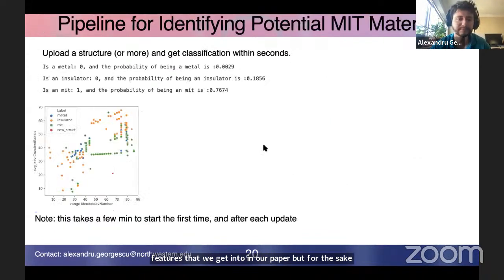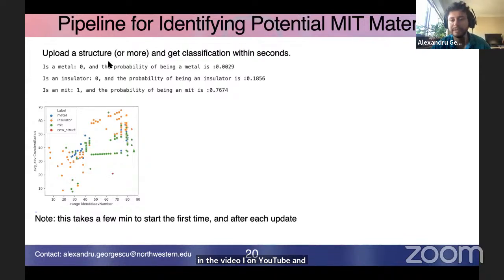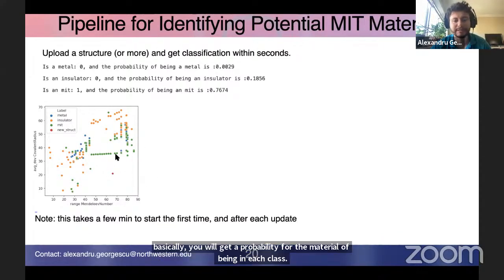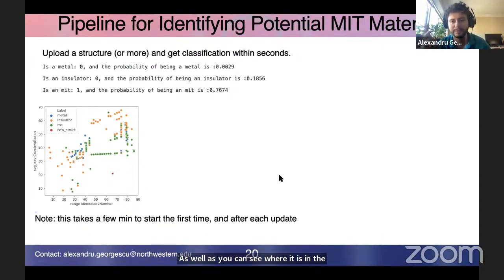And one of the cool things you can do with these machine learning models, as we've heard before, is you can build a pipeline. So we have a pipeline, and you can either go to GitHub and download the whole thing, or you can use it on Binder, which is just in your browser. You don't have to install anything. You upload a structure. You can see in the demo how it works in the video on YouTube. And basically, you will get a probability for the material of being in each class, as well as you can see where it is in the feature space with the feature space you pick.